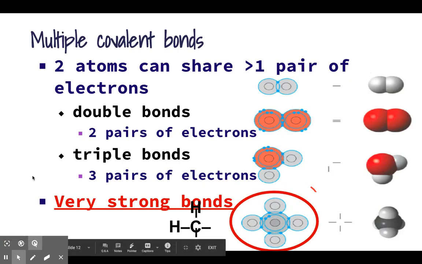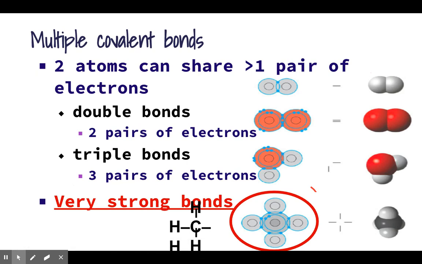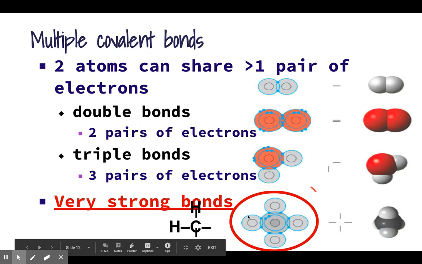In some cases, we can have what are called multiple covalent bonds. Two atoms can share more than one pair of electrons. We can have what's known as a double covalent bond or a triple covalent bond. These are very, very strong bonds. These types of bonds rarely fall apart, and they are our strongest bonds.